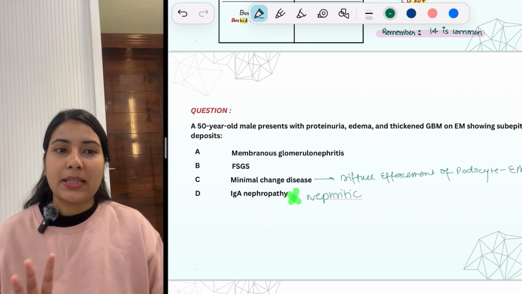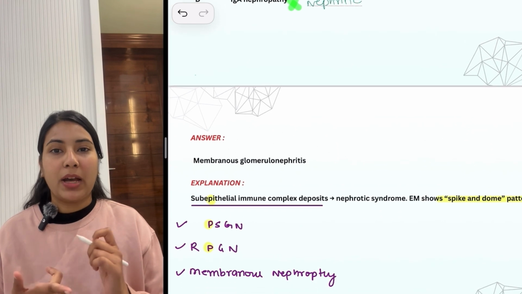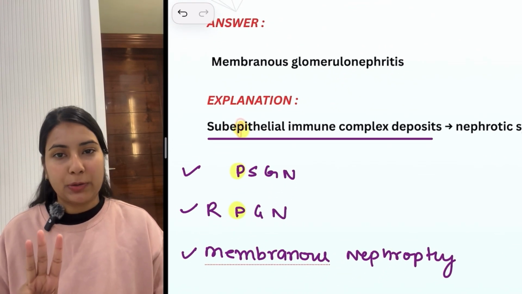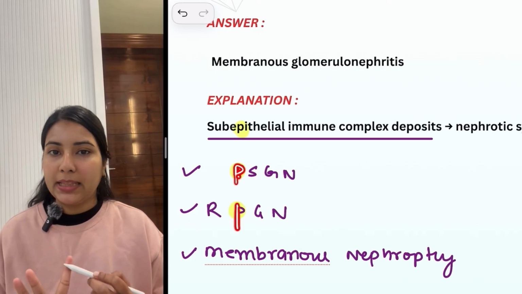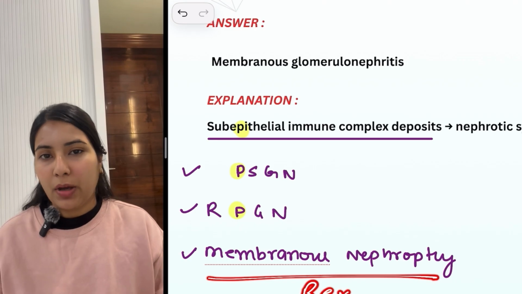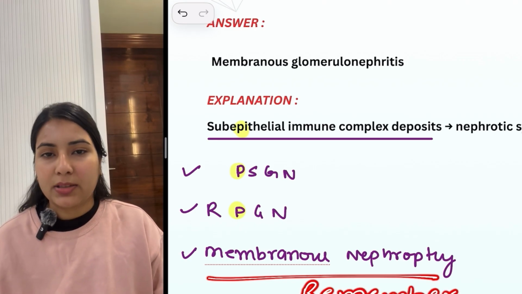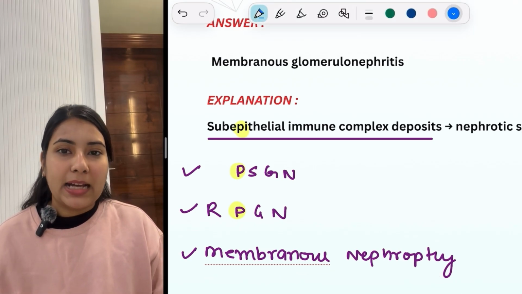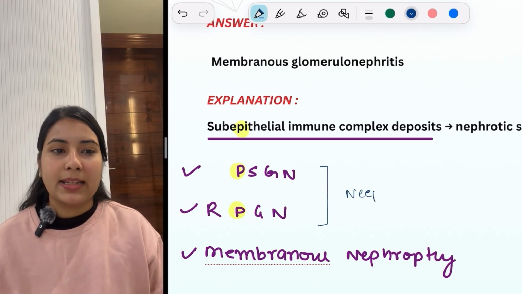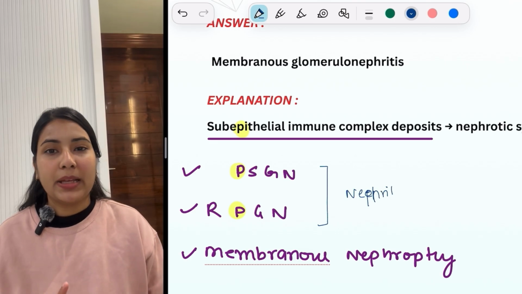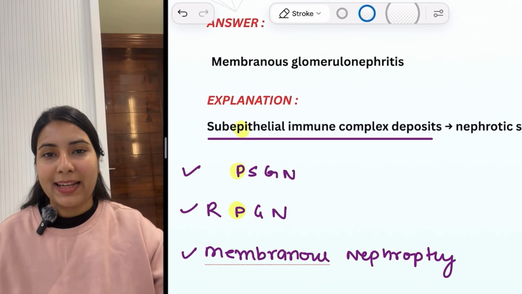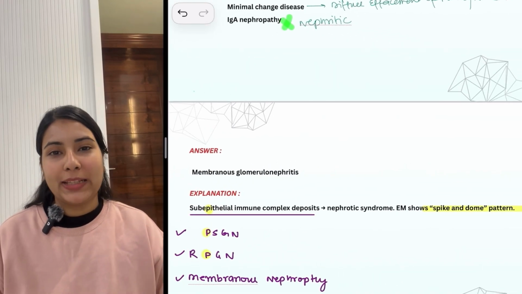So we will remember subepithelial humps. In subepithelial humps you have epi, and in Hindi epi has P. So there are 3 DDs for subepithelial humps in the electron microscopy, that is PSGN, it has P, RPGN has P, and one thing that you have to remember is membranous nephropathy, membranous glomerulonephritis. PSGN and RPGN are types of nephritic syndrome. So the answer here is membranous nephropathy, and thickened GBM, spike and dome appearance are the features of membranous nephropathy, right? Moving on to the next question.